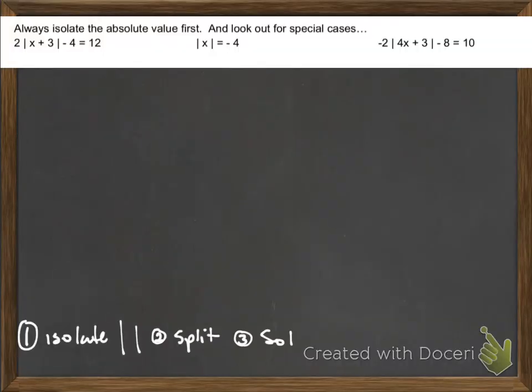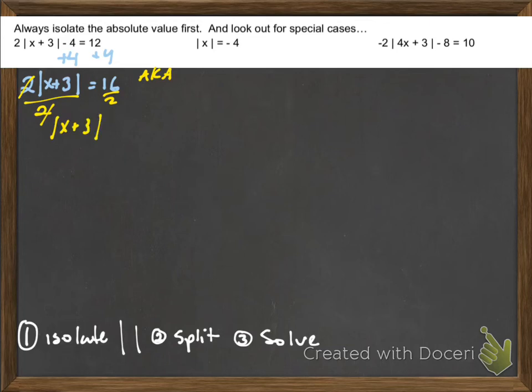So we're going to isolate, split, and solve. Now this one is not isolated. We got to get the absolute value alone before we even think about splitting it into 2 equations. So we want the absolute value bars all by themselves on one side of the equation. So we got to add 4 to both sides, kind of like the literal equations thing. We're isolating the absolute value. We can multiply by a half, also known as dividing by 2. And that gives us absolute value equals 8.